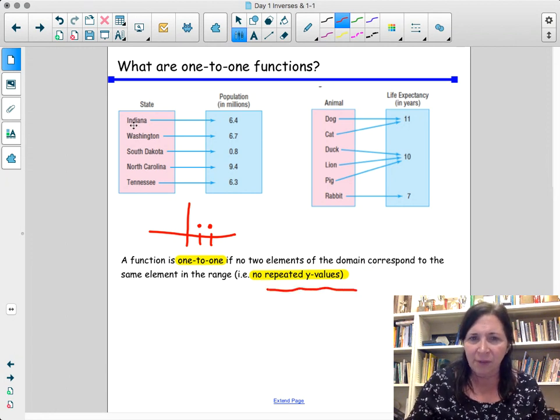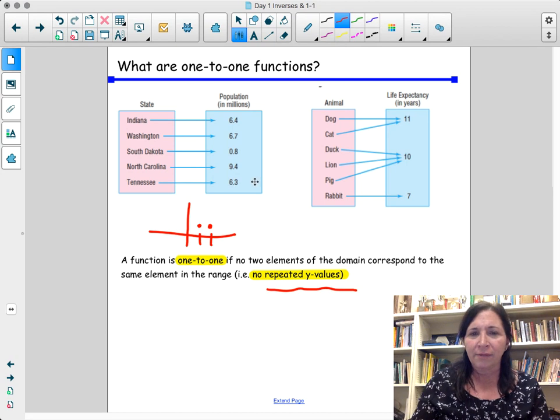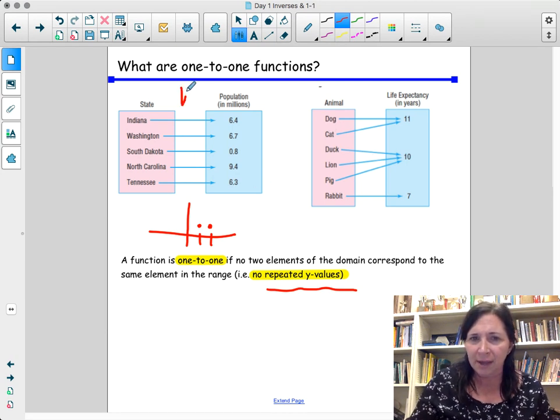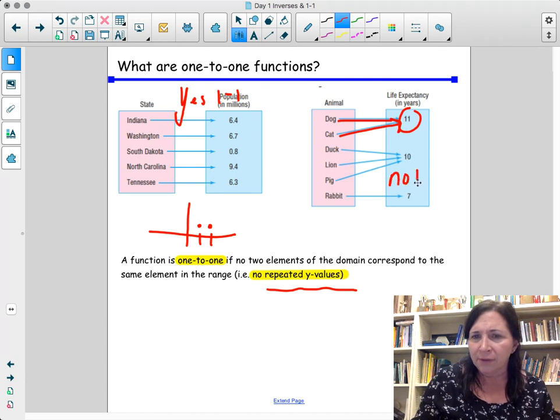Whereas this function, you have Indiana, population 6.4 million. Each one of these has one value for y. So this would be yes, one-to-one. Where this one, I have dogs and cats, both have a life expectancy of 11. That would be not a one-to-one function.